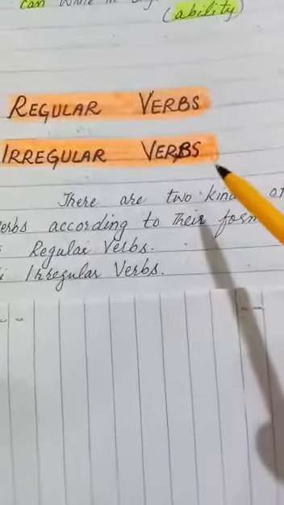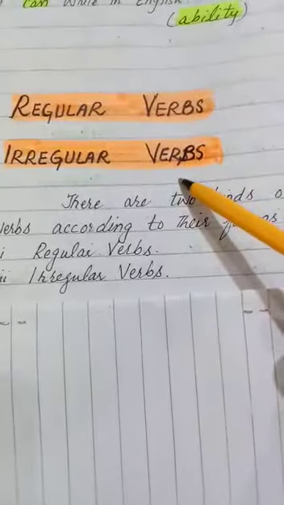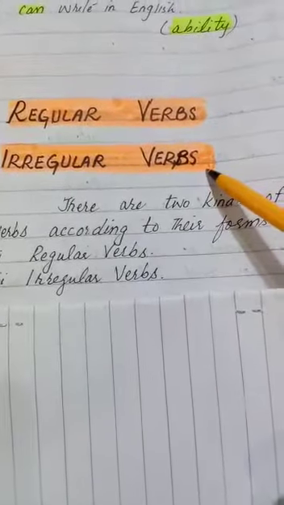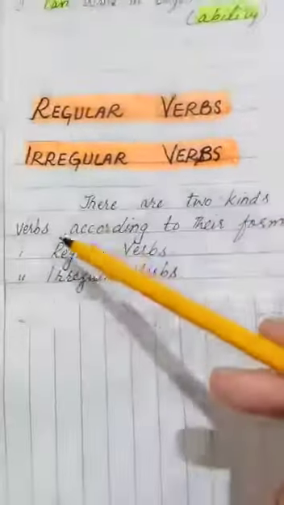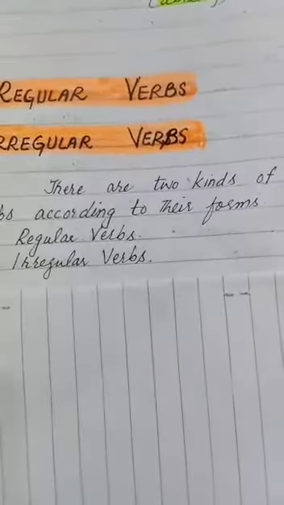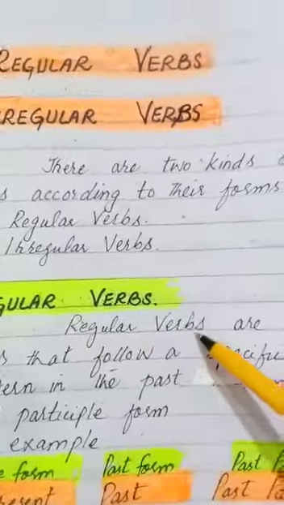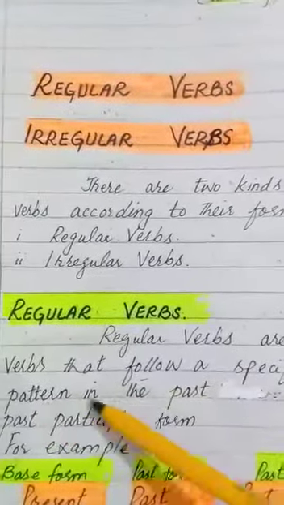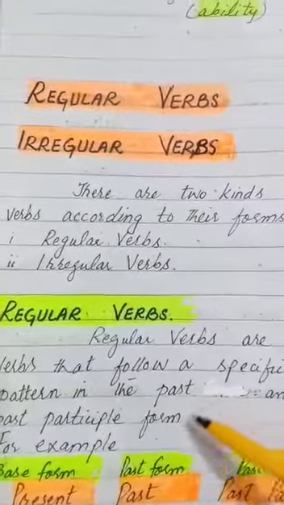So according to the forms of the verb, verbs are divided into regular and irregular categories. Regular verbs and irregular verbs. And we make these two kinds according to the forms of the verb. Now see this definition. There are 2 kinds of verbs according to their forms: regular verbs and irregular verbs. Now see here. Regular verbs are such verbs that follow a specific pattern in the past and past participle form.